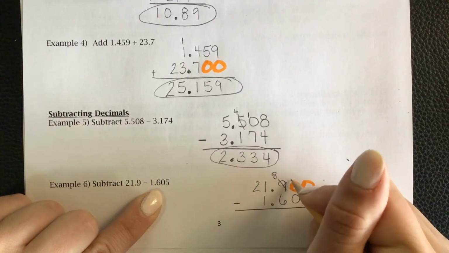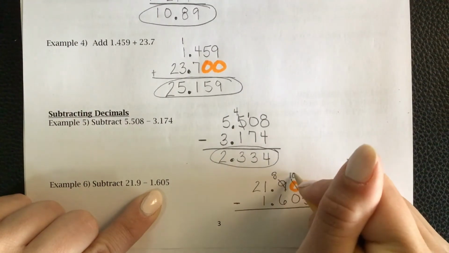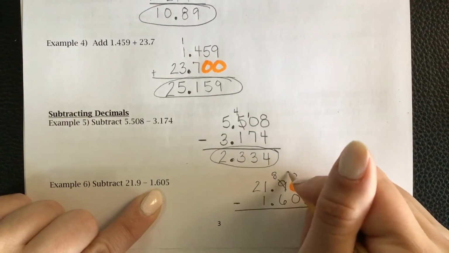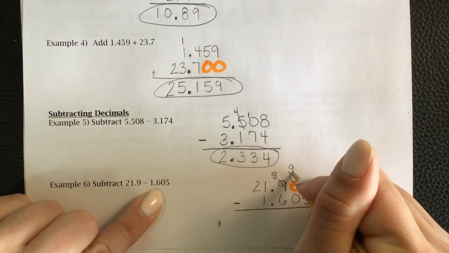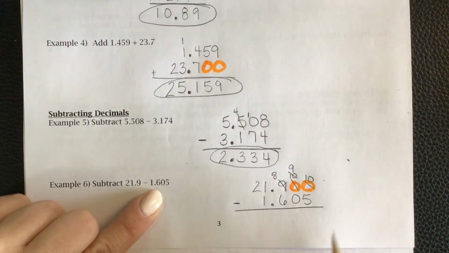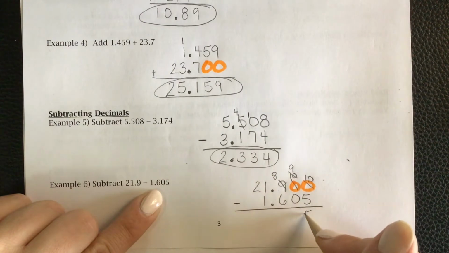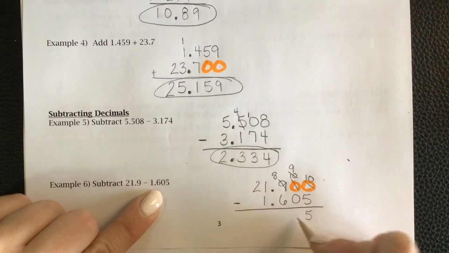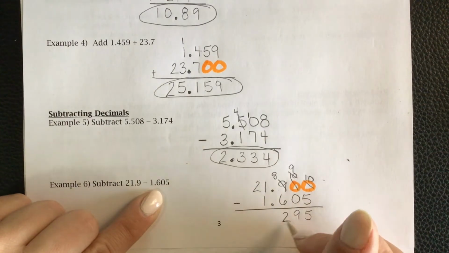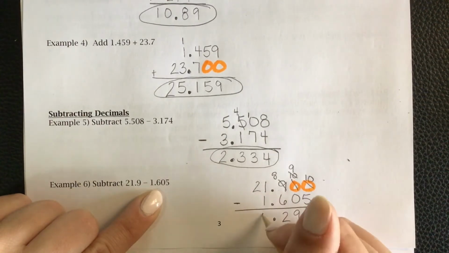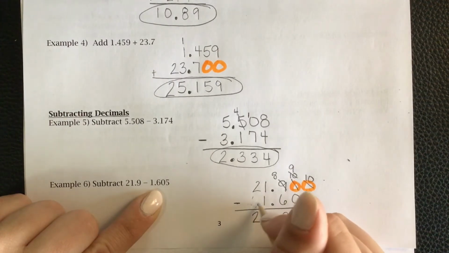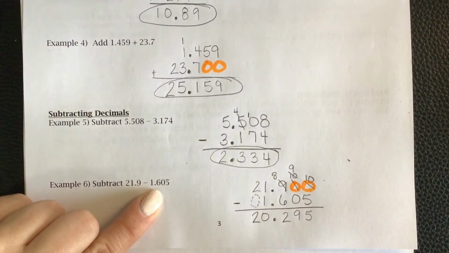Then this becomes 10, and I'm actually going to cross it off and write 10. Okay? But it doesn't help this one until you cross off your 10 and make it a 9. Then this becomes your 10. 10 take away 5 is 5. 9 take away 0 is 9. 8 take away 6 is 2. 1 minus 1 is 0. 2 minus 0 is 2. And you can feel free to put in a 0 here as well.